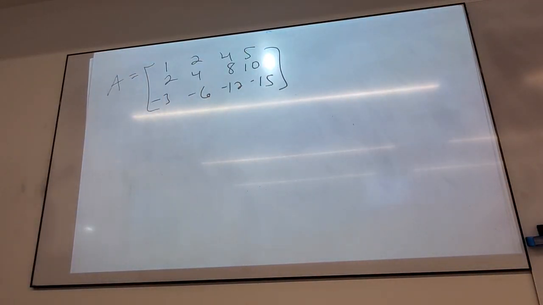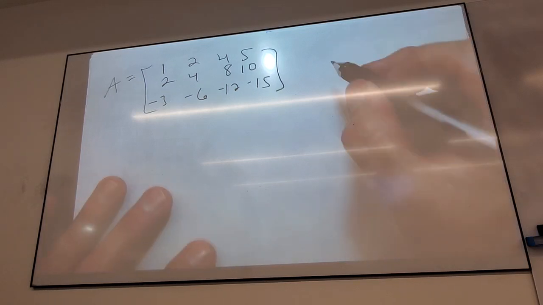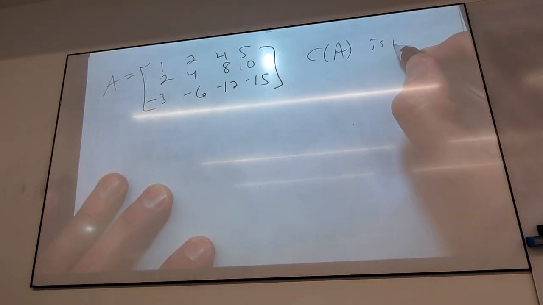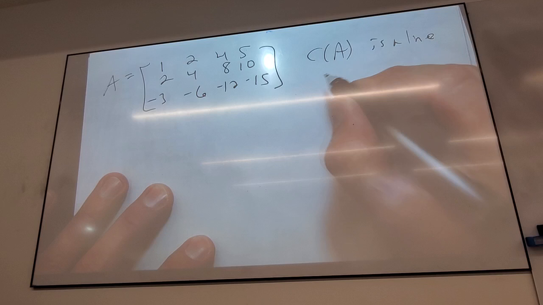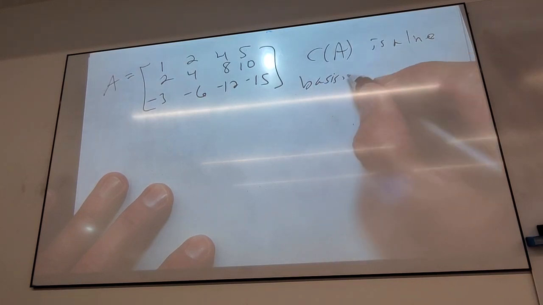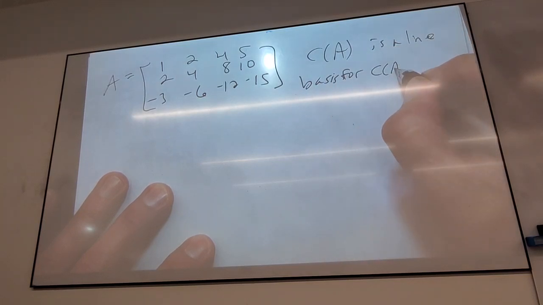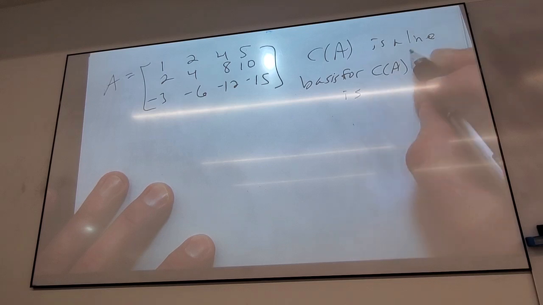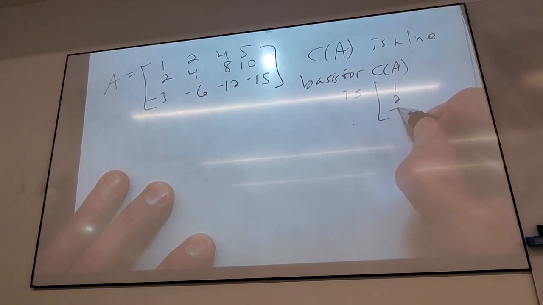Which means the column space has what shape? Linear. Okay, so the column space is a line. The basis vector for the column space is what? 1, 2, -3, I like it.